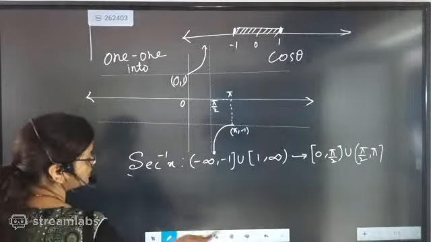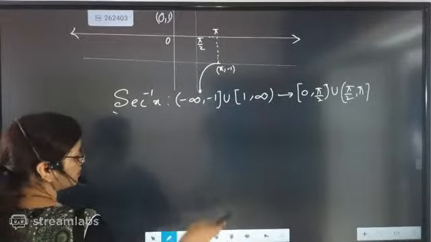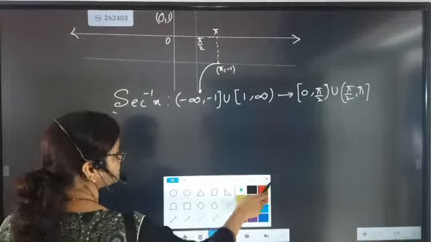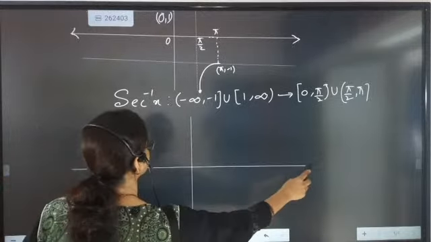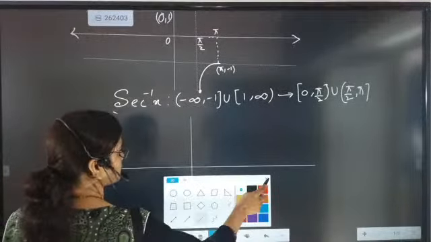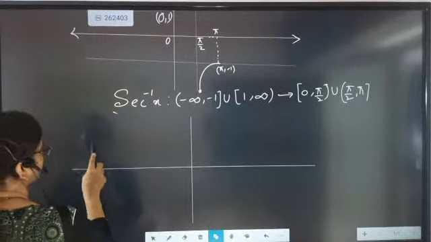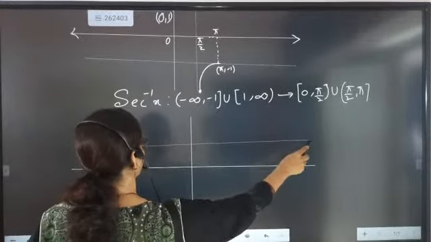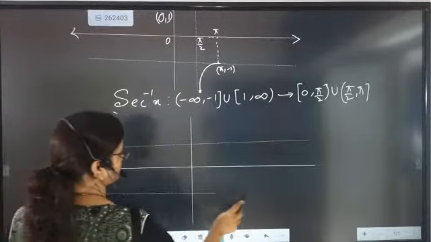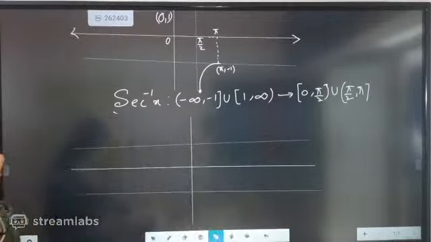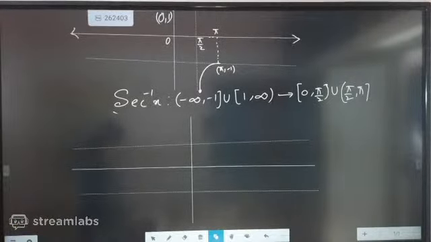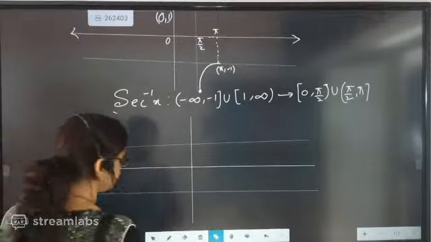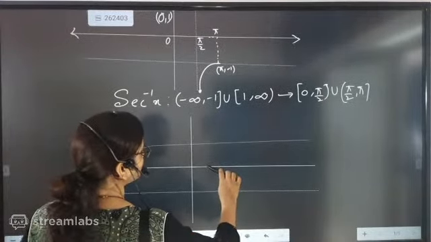Now after taking secant inverse x, only one last part is left. Beta, tell me, till here any doubt is there? Tell me quickly, beta. Any doubt is there till here? Then tell me.